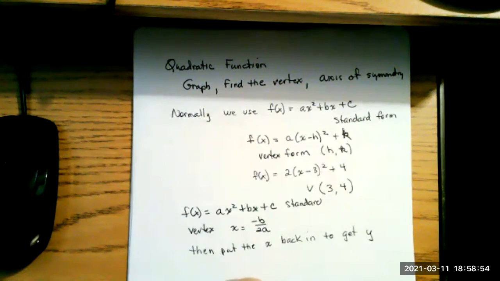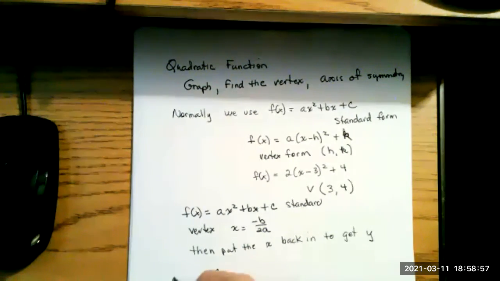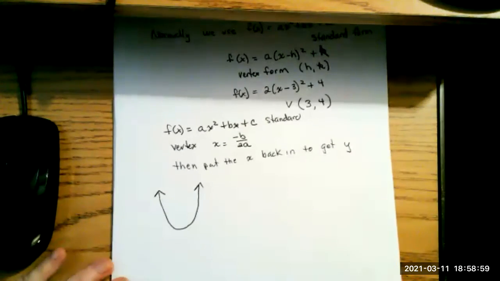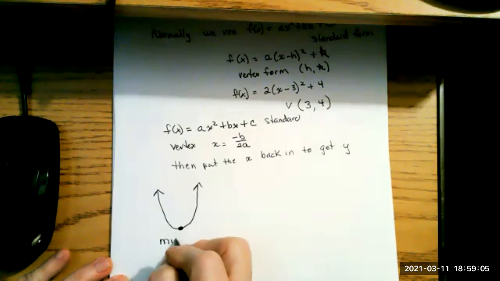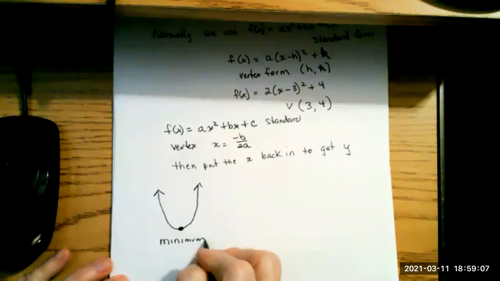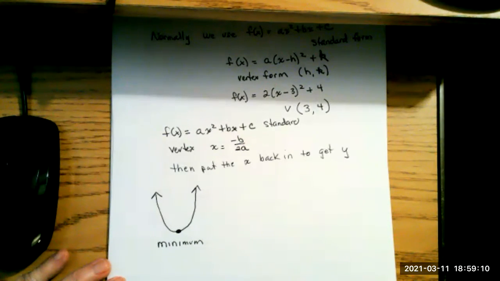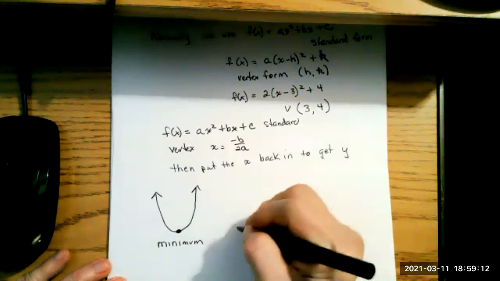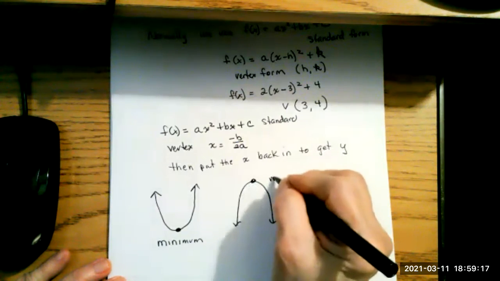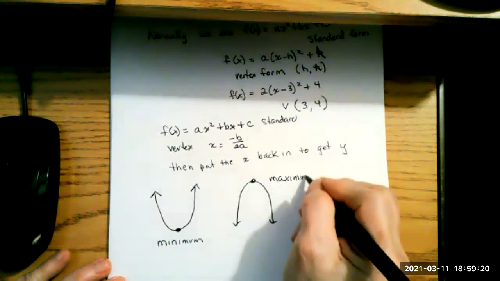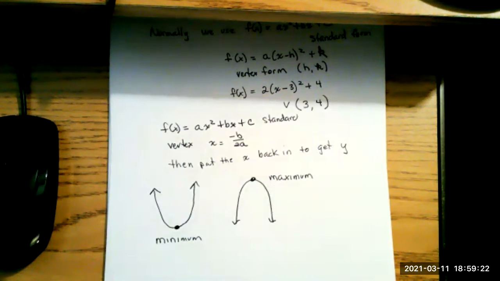Okay, now notice that what you're finding here is a parabola, and you're finding this bottom point. If it's down there at the bottom, it's called the minimum. That's a minimum vertex. If it's a frowny face, then it's called a maximum. You need to know which one it is because you have to use your calculator, and you have to know if you're trying to get the maximum or the minimum value.